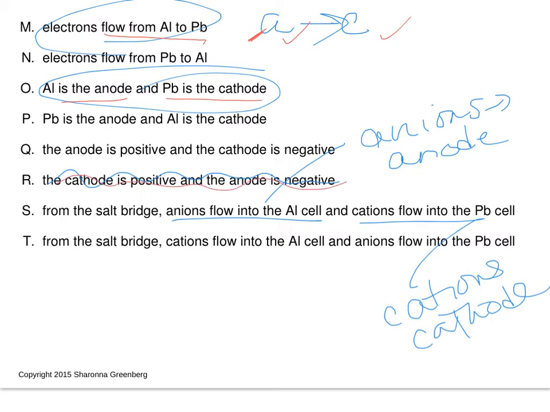This positive and negative stuff, I'm going to give you credit whether or not you picked either one of these. There's so much controversy over what you call positive and negative, because there's two different ways to look at it, that I'm not going to even ask you that on the test. Okay, and then finally the salt bridge one. Anions go to the anode, cations go to the cathode.